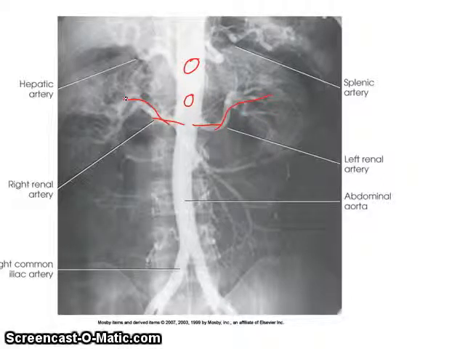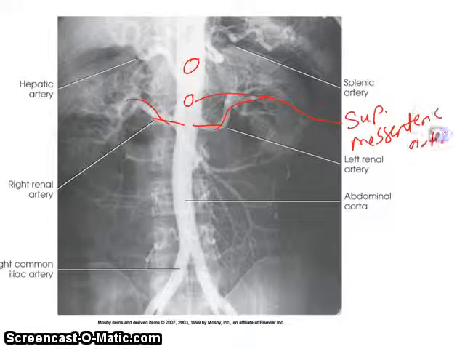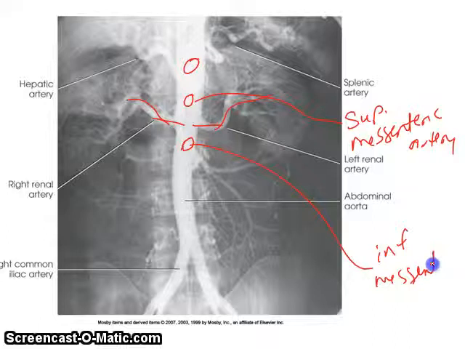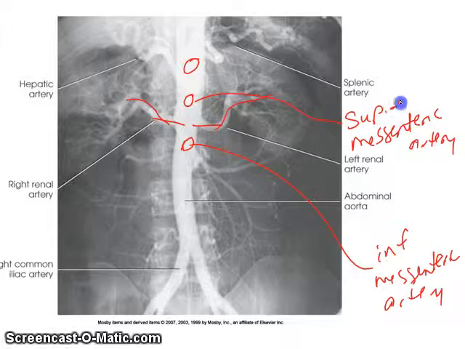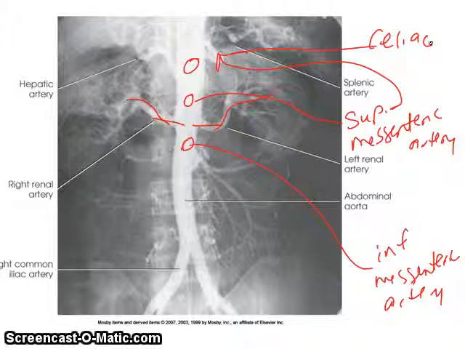So here's how I do it. You've got the right and left kidneys, and the right and left renals that feed the kidneys. Above those renal arteries is the superior mesenteric artery. Below the renals is the inferior mesenteric artery. Above the superior mesenteric artery is the celiac artery. So your celiac artery is the first ventral branch off the abdominal aorta.